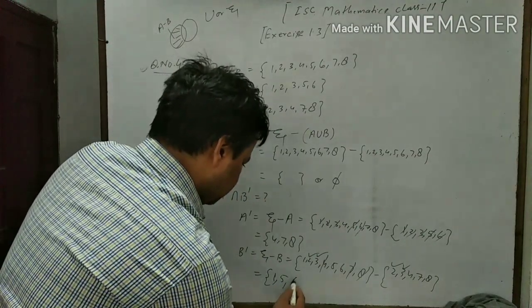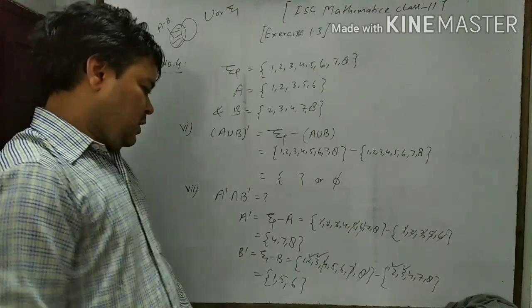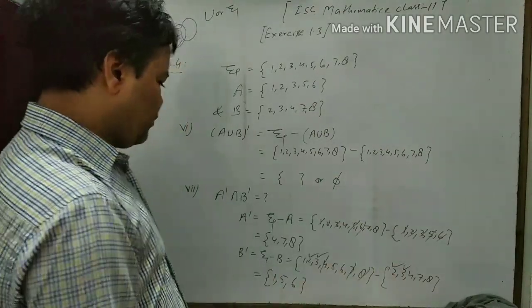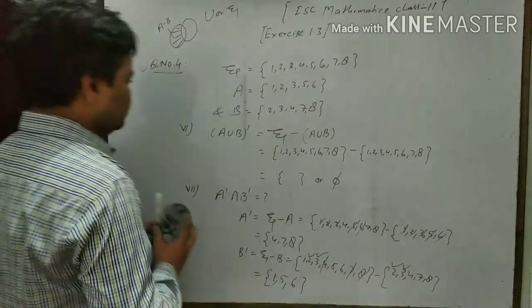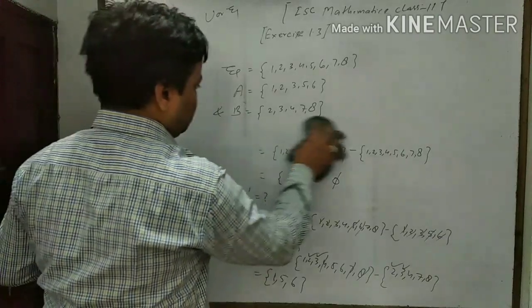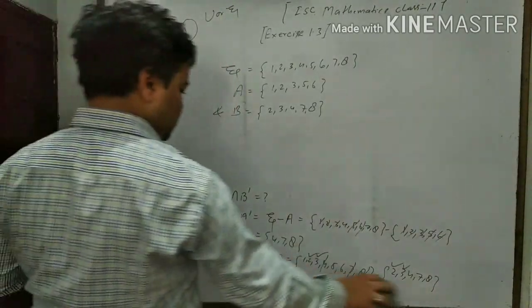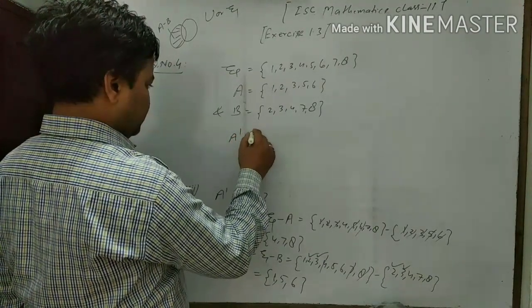Then 6. The three elements 1, 5, 6 are in the universal set but not in set B. Therefore, complement of set B is equal to this. Now here, let us find the intersection of complement of set A and complement of set B.